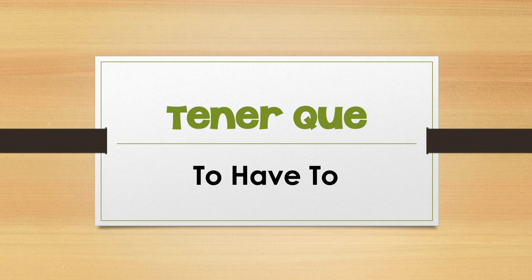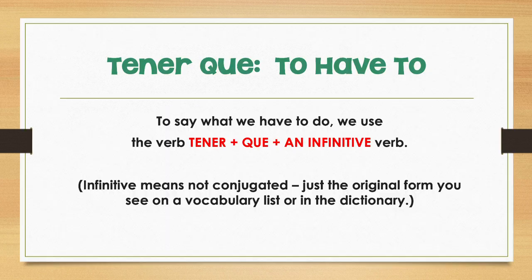All right, we're moving into part two. Part two, we can combine tener with the word que to say what we have to do. So instead of saying a noun that we have, like I have a cat, I have a dog, we can say a verb that we have to do. So here's how we're going to do that.